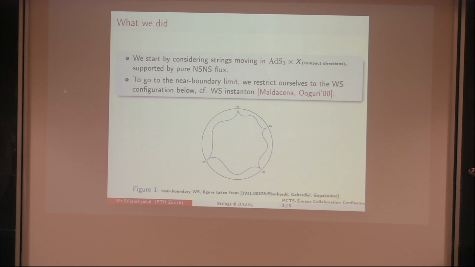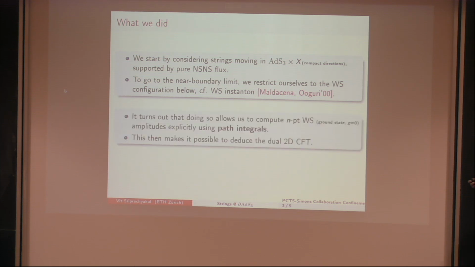And then in going to the near boundary limit, we simply say, okay, when we calculate worldsheet amplitudes, we're going to keep only the contribution that comes from the worldsheet that looks like this. Here, the blue line represents the worldsheet, and the black line represents the conformal boundary of AdS3. So we focus only on the contribution that comes from the worldsheet that lives near the conformal boundary of AdS3, and that's why we call this limit the near boundary limit. I should also mention that this configuration of the worldsheet is known in the literature as a worldsheet instanton, as was discussed already by Maldacena and Iguri in 2000.